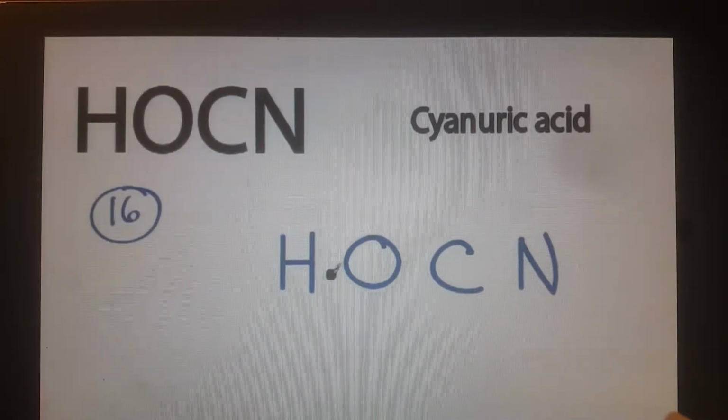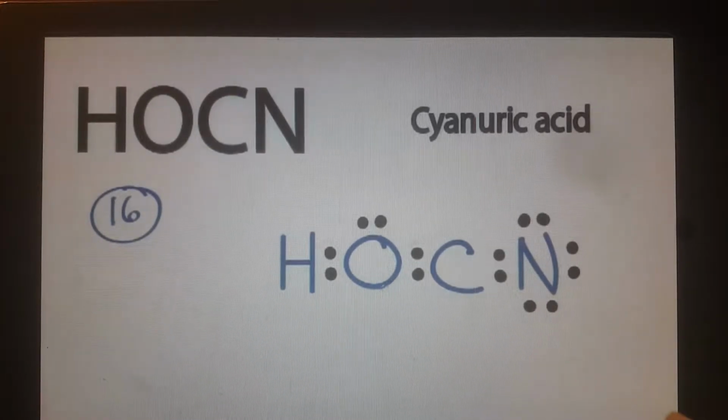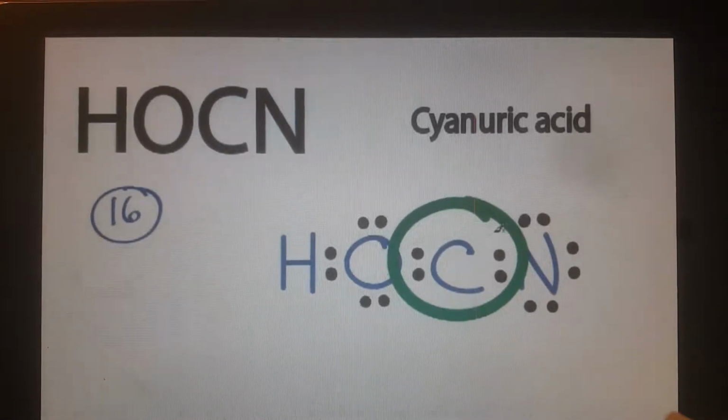We'll take and put 2 valence electrons between atoms to form chemical bonds. We've used 6 valence electrons. Complete the octet for nitrogen. 8, 10, 12. Let's go back to the oxygen. 14 and 16. So we've used all our valence electrons. At this point, the hydrogen has 2. The oxygen and the nitrogen, they both have 8. But the carbon here in the center only has 4. So we're going to have to share valence electrons.